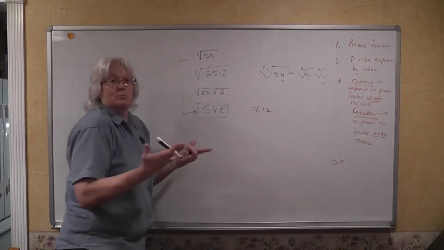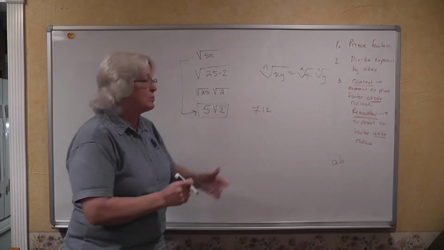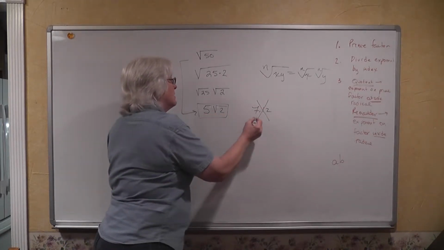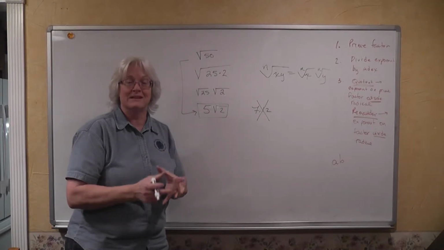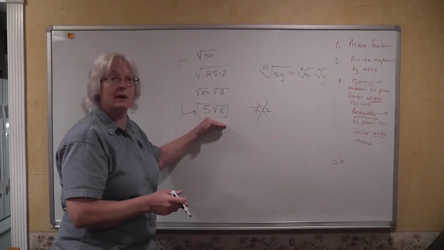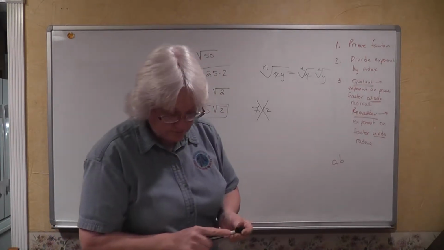7.12, or whatever the simplified estimation of it is, is not, because this is an approximation, whereas 5 times the square root of 2 is an exact answer. And this is the type of answer that we're looking for when we simplify radicals.